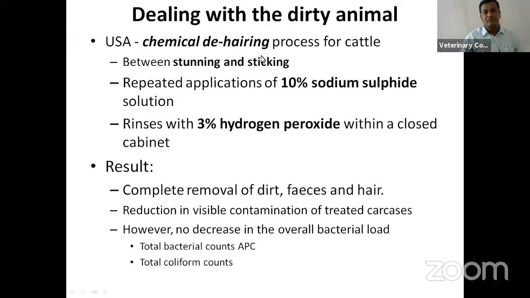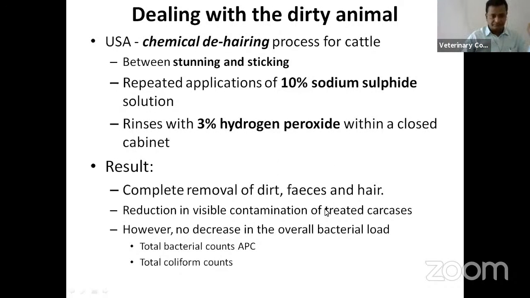In between these two steps, they applied 10% sodium sulfide solution to chemically dehair the animal, it is not carcass, it is animal, followed by 3% hydrogen peroxide rinse in a closed cabinet, which means the animal that is stunned is made to enter a chamber. In that chamber, these two treatments are given with the chemical dehairing process. One is 10% sodium sulfide, followed by 3% hydrogen peroxide in a closed cabinet.